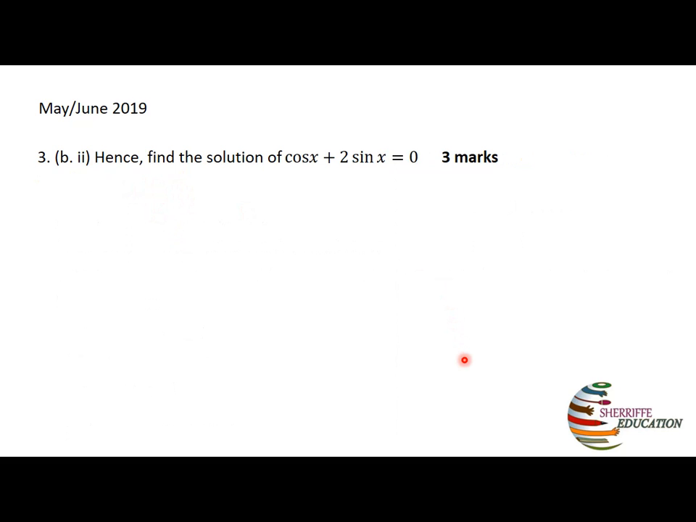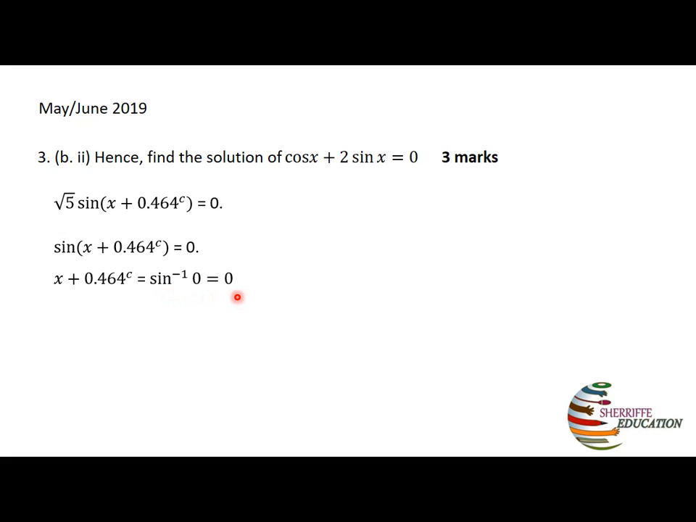Now, the follow-up question for 3 marks was to find the solution of cos x plus 2 sin x equal to 0. Now remember that cos x plus 2 sin x, we found to be this guy here, so the square root of 5 times sine of x plus 0.464 radians. So equating that to 0, we can divide throughout by root 5, and that gives us sine of x plus 0.464 radians equal to 0. Hence, we can say that x plus 0.464 radians is equal to sine inverse of 0, which is 0.